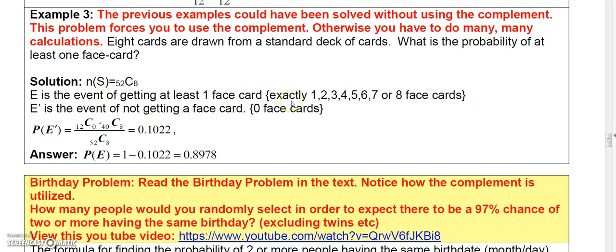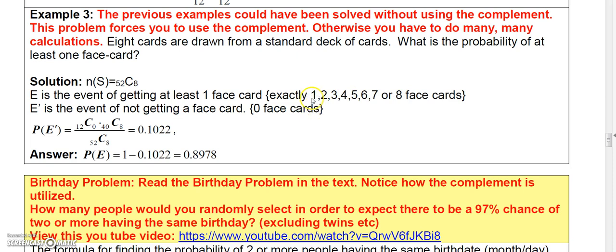Well, that would mean you get either all the hands that have exactly one face card, 2 face cards, 3 face cards, 4 face cards, 5 face cards, 6 face cards, 7 face cards, or 8 face cards. Now, to calculate this directly, it would be very difficult because you would have to calculate each one of these 8 probabilities and add them together.